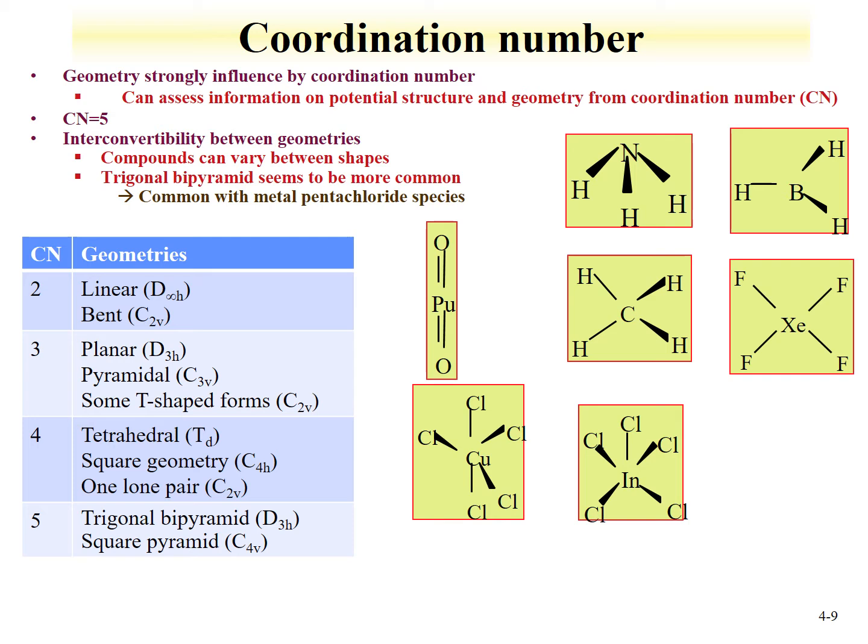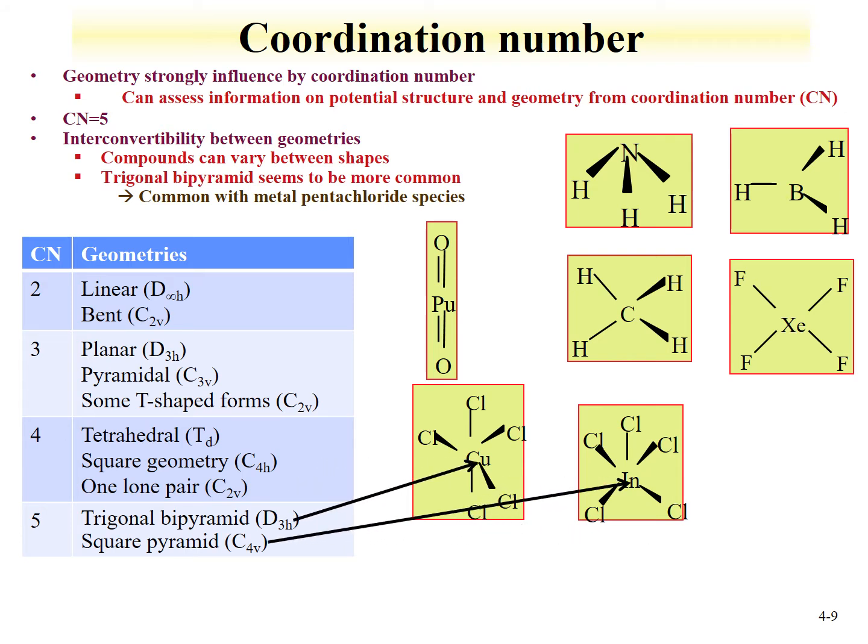For a coordination number of 3, as an example here, we have 2 shown on this slide where we have a planar, D3h, shown here, and a pyramid type, C3v. For a coordination number of 4, a few different geometries can exist: tetrahedral and square planar. For a coordination number of 5, 2 examples are shown here.